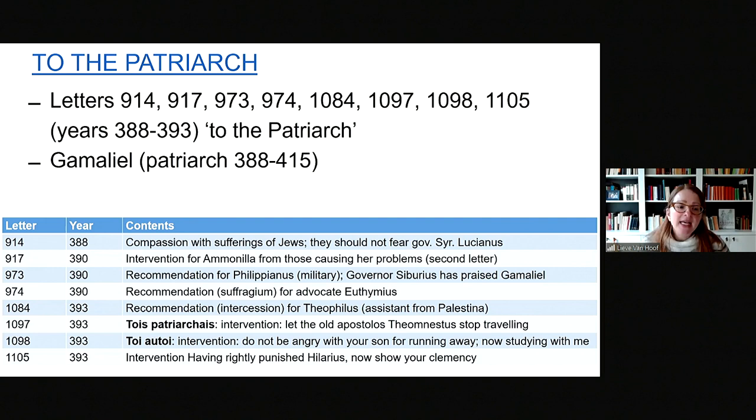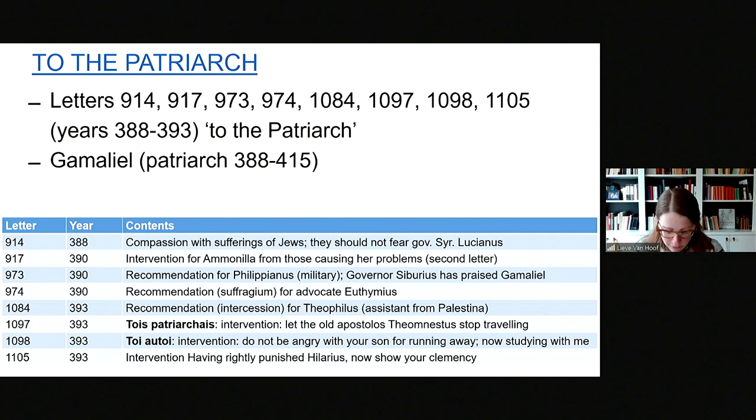Libanius, as I said, wrote 8 letters to the patriarch. You see them listed here with their date. And I think the most famous one is probably the first one listed here, letter 914, in which it is clear that the patriarch had previously written to Libanius about anti-Hebraic violence. Scholars did not fully agree on what this might refer to. We can discuss that in the Q&A if you like.